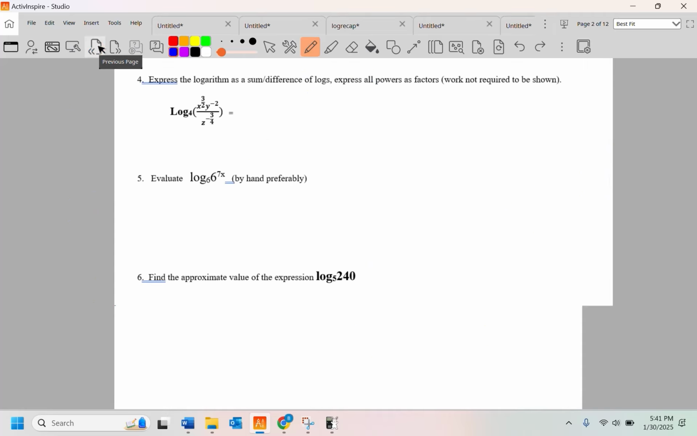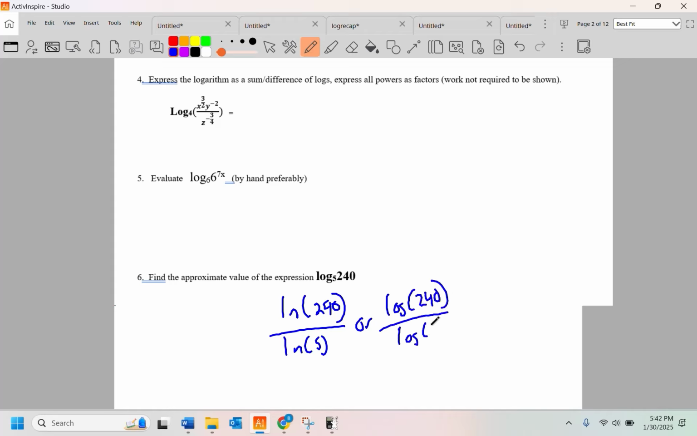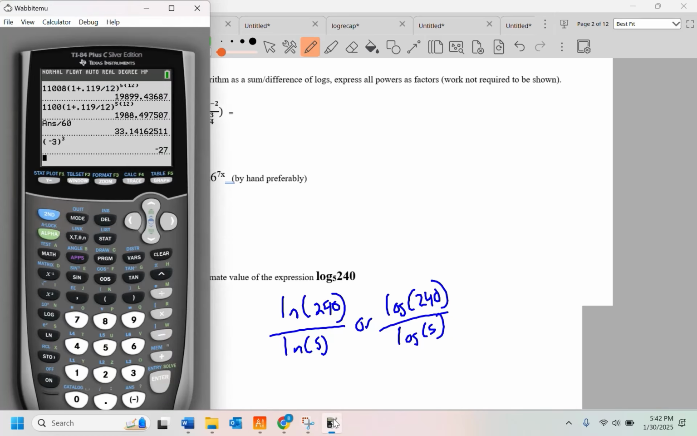Moving backwards, find the approximate value of the expression log base 5 of 240. It's asking what power of 5 creates 240, and that's a decimal. It's somewhere between 3 and 4. It's closer to 3, probably in the neighborhood of like 3.1 or something. I don't know. Anyways, I'm just going to do change of base. ln of 240 over ln 5, or if you like logs, you can do log 240 over log 5. You just do you. So ln 240 sitting pretty over ln 5 is, I was off, it's 3.4053.